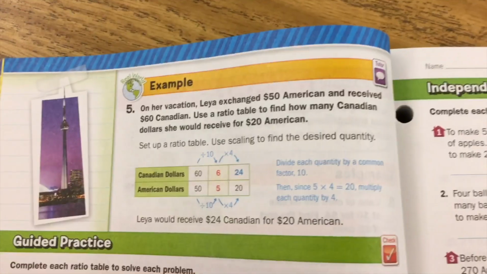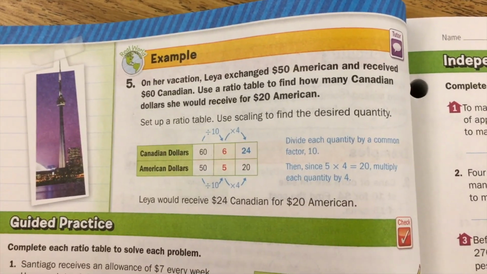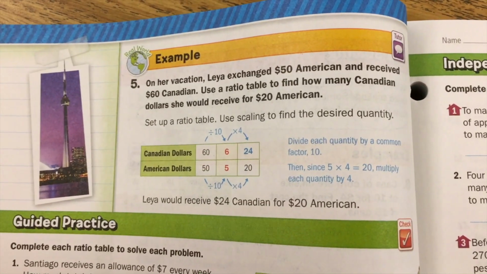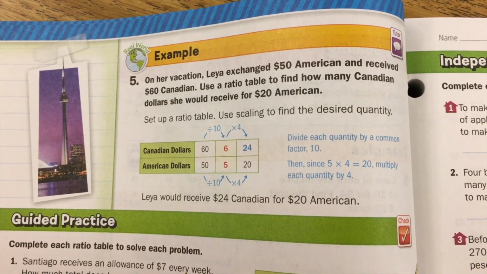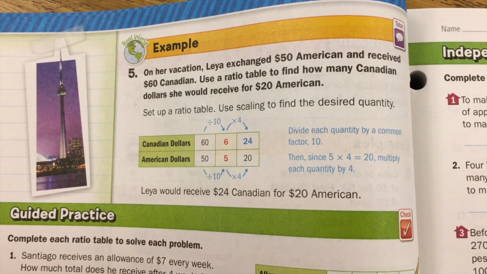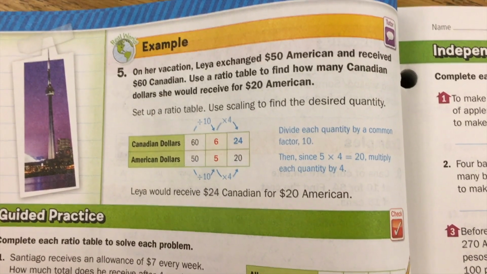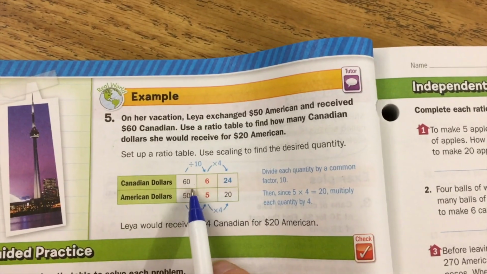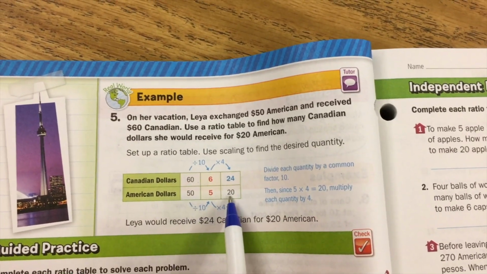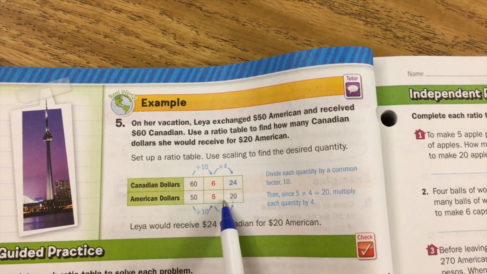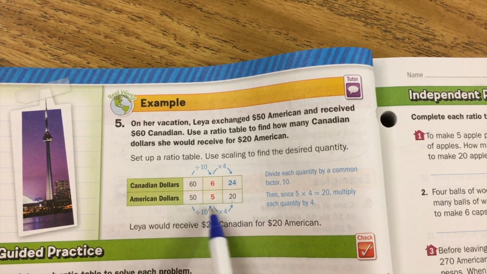Page 42. On page 42, I'm just going to walk you through this example. It's just another way to look at the scaling back and scaling forward situation. On her vacation, Leah exchanged $50 American and received $60 Canadian. Use a ratio table to find out how many Canadian dollars she would receive for 20 American. So if you set up this table, we're trying to get from 50 to 20. Now, there's no easy way to do that. You can't just say, oh, 50 divided by this gets you 20. So you have to do it in steps.